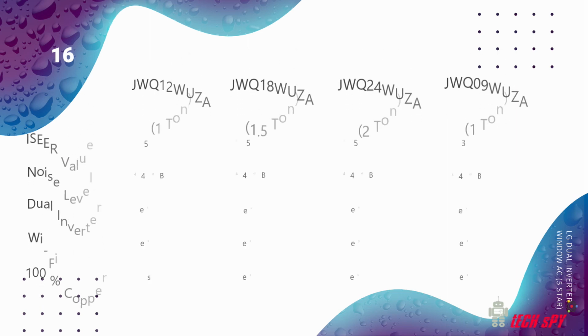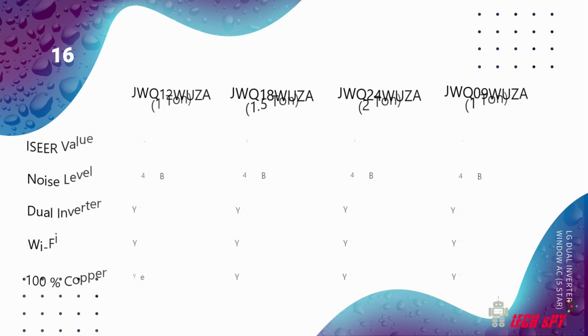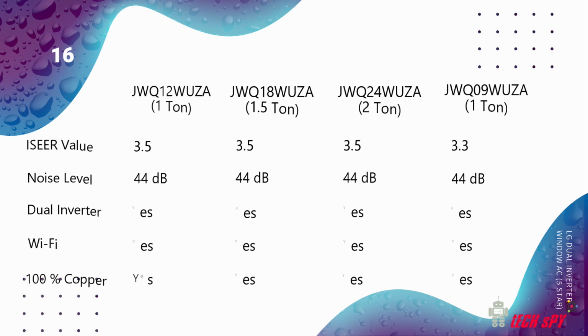Next we talk about ISEER value. The 1 ton, 1.5 ton, and 2 ton, these three variants have the same rating, 3.5. The new model, the 1 ton, has a rating of 3.3. Next, noise level. All four variants have the same noise level, 44 decibels.